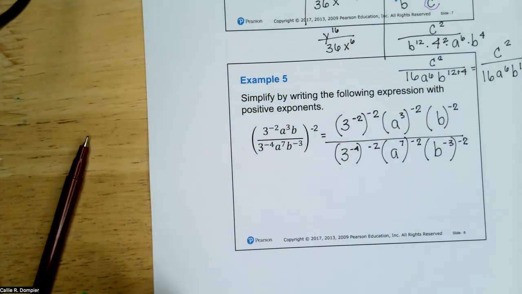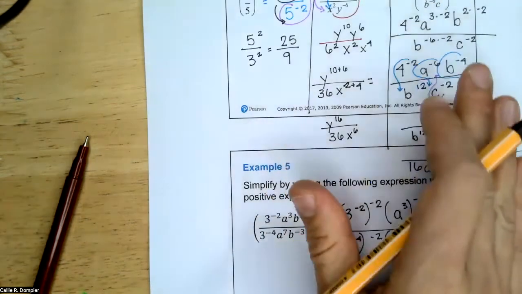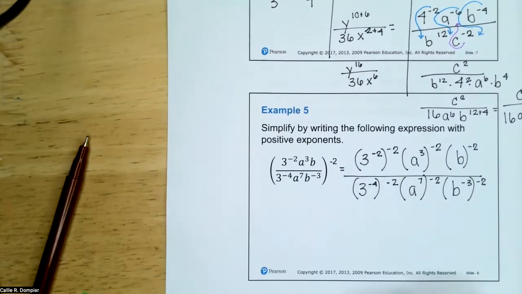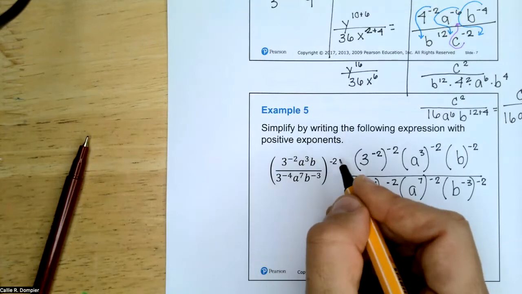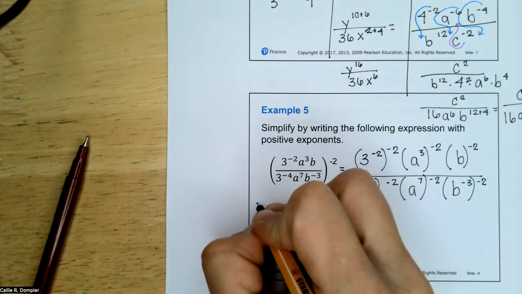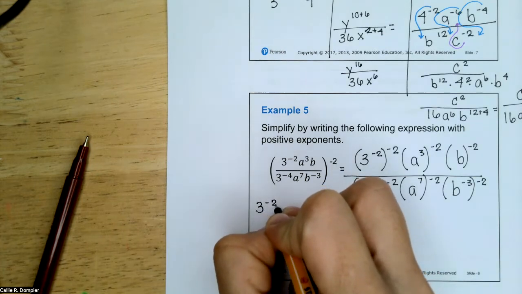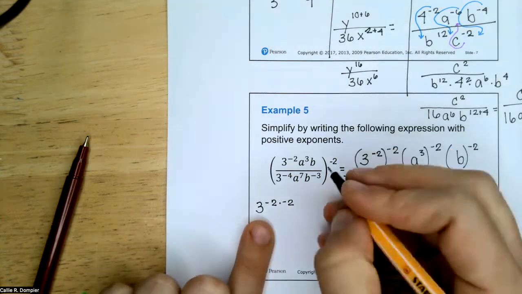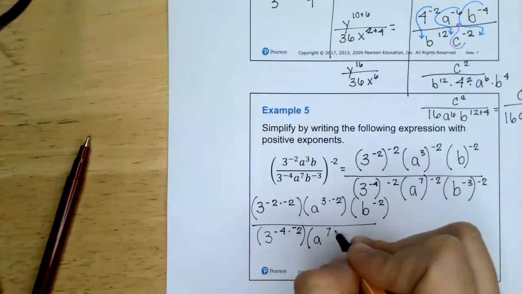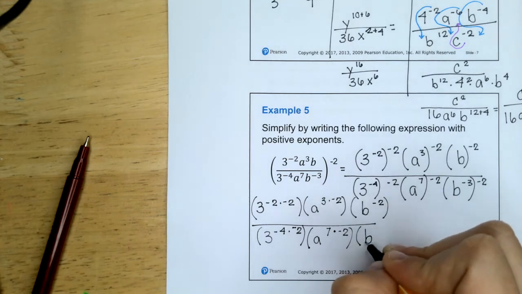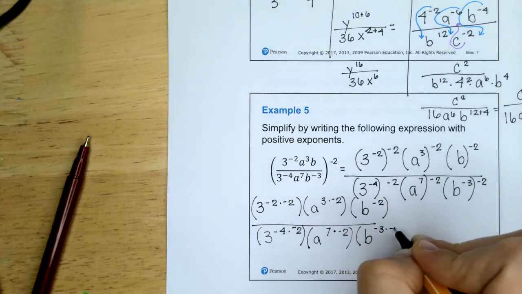Good. So that's just a visual of what we've been doing each of these times. I've kind of been skipping straight to the multiplication, but that's what it looks like when you truly distribute the one exponent to everything inside parentheses. So 3 to the -2 times -2 is what that becomes, right? a to the 7 times -2, times b to the power of -3 times -2.